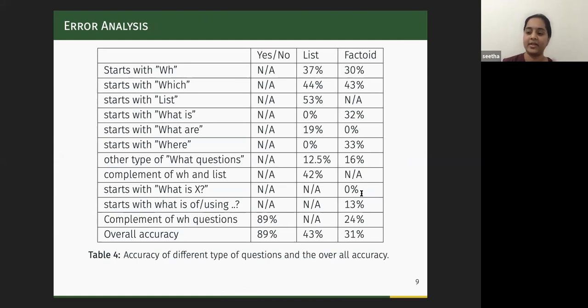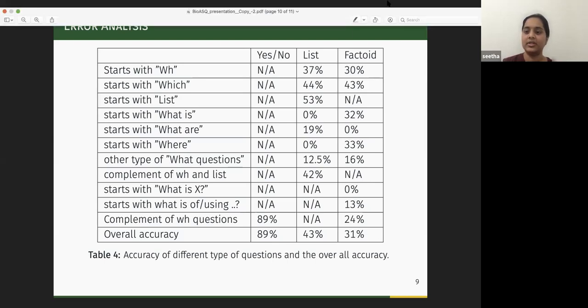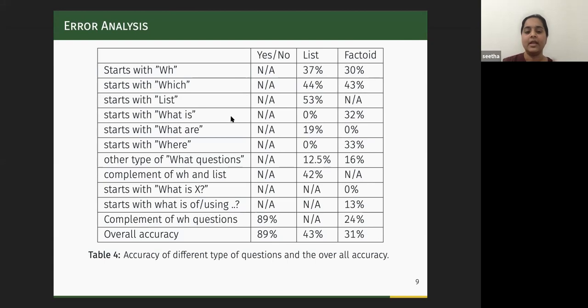Also, we have some accuracy results for particular types of questions. If you can see, in yes or no, there are no WH questions. Also, in list and factoid questions, you can see some 0% accuracy for certain types of questions. This indicates that the number of questions of this particular type is very low, from 0 to a maximum of 10. So these are some of our initial error analysis results.